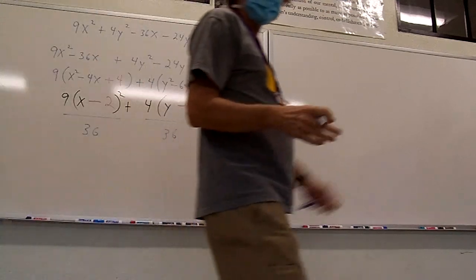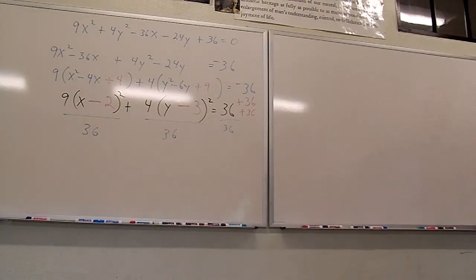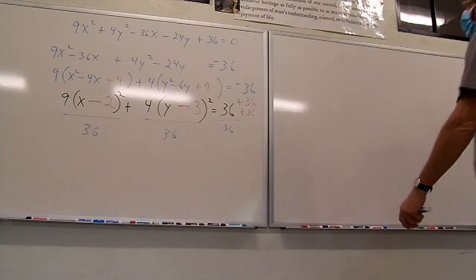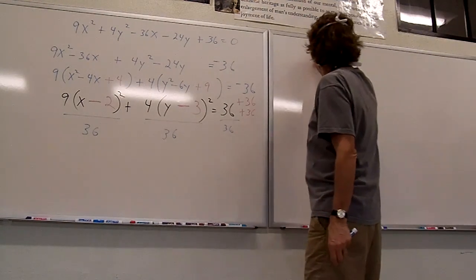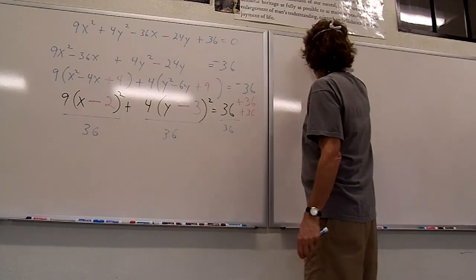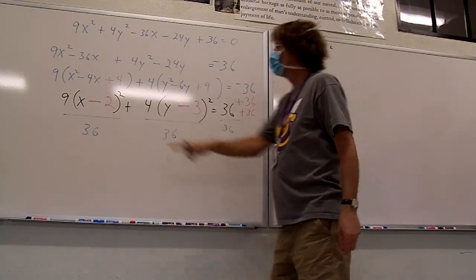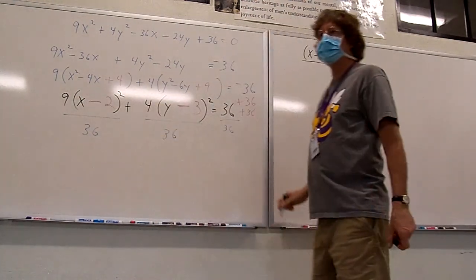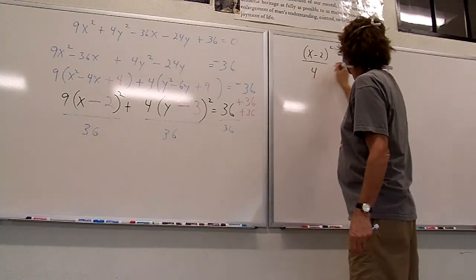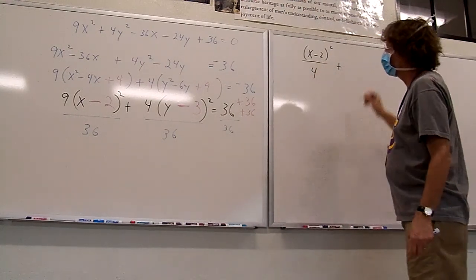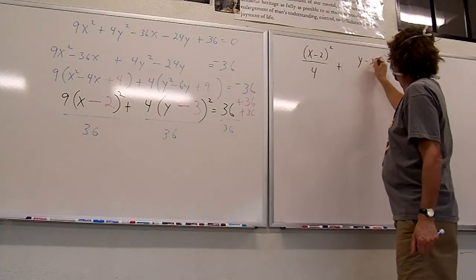You're going to start writing and leaving room between those. Yeah, leave room in your notes. You cannot scrunch this stuff up. Write big. Okay? 9 over 36 reduces to a 4. And 4 over 36 reduces to a 9.